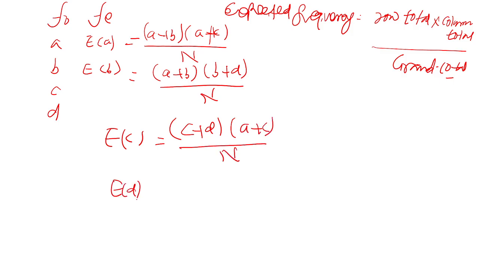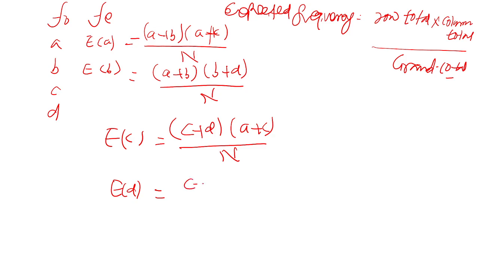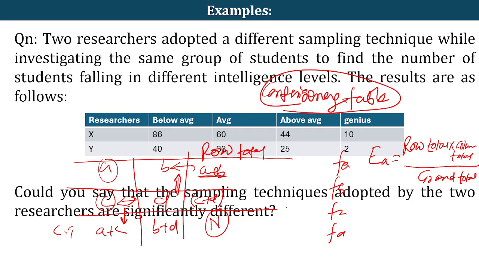Then E of D will become how much? We have D, C plus D plus B plus D. C plus D, B plus D upon grand total. So can we calculate how it will come?